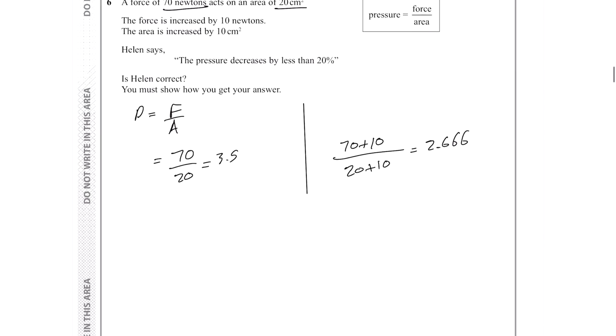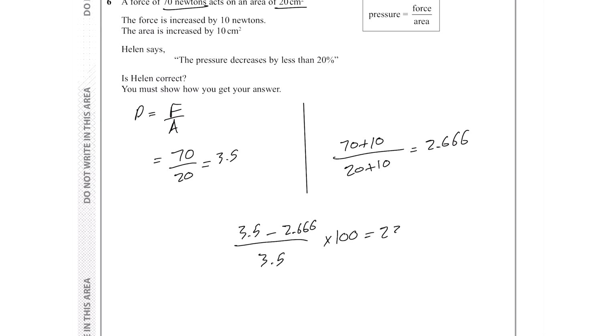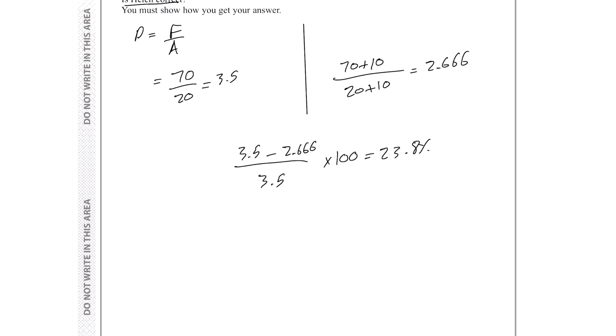So now that we've got that, we need to figure out the difference, the percentage change. So to work out the percentage change, we're going to do 3.5 take away 2.666 recurring, and divide that by the original pressure, and then times that by 100 because we want it as a percentage, and that gives us 23.8%. Now the question says, is Helen correct? So we need to respond by saying, no, she is not correct.